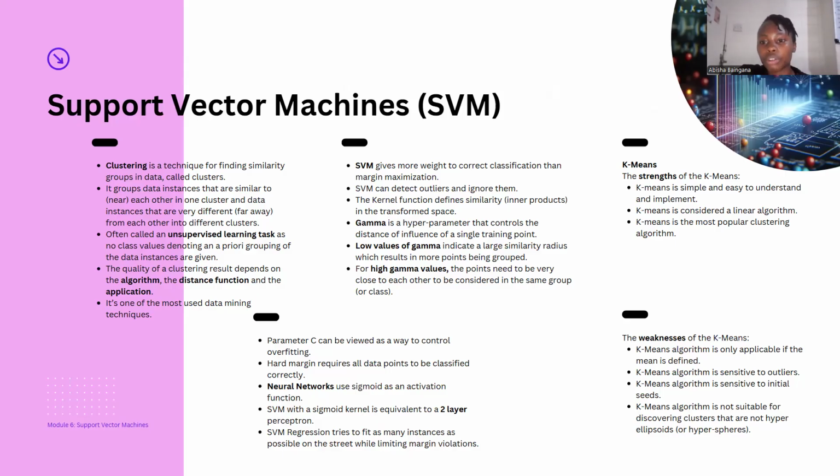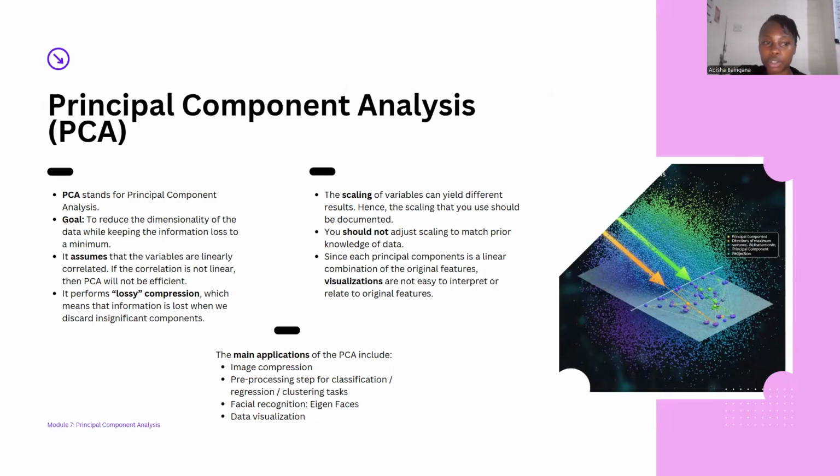Then k-means, some of the strengths are it's simple and easy to understand and implement. It's a linear algorithm, and it's the most popular clustering algorithm. Whereas the weaknesses, the k-means algorithm is sensitive to initial seeds, and it's not suitable for discovering clusters that are not hyperspheres. Then what is clustering? Clustering is a technique for finding similarity groups in data, which are called clusters, and it's often called an unsupervised learning task.